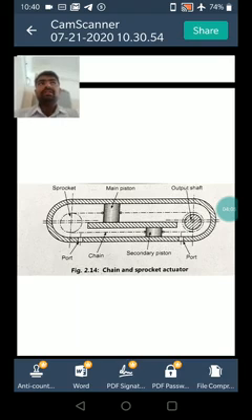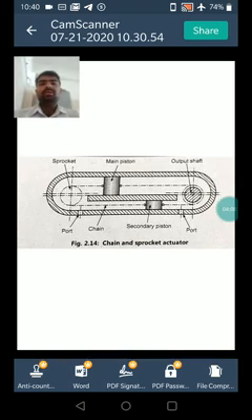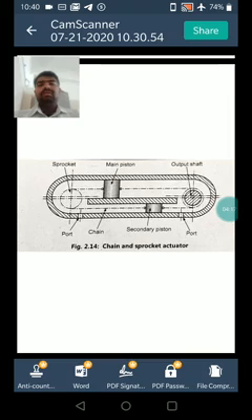Okay, the sprocket, then thereafter there is a main piston, then output shaft, then port, then chain, then there is a cylinder or secondary piston and then port. Okay, now we'll see the working of the same. This actuator consists of an endless chain and sprocket. It is suitable for applications requiring multi-revolution. Okay, a typical chain and sprocket actuator is shown in the figure.